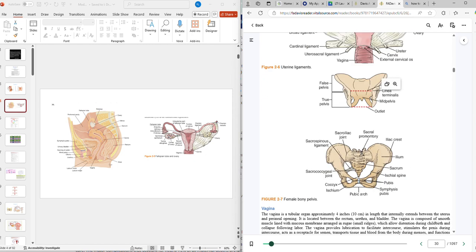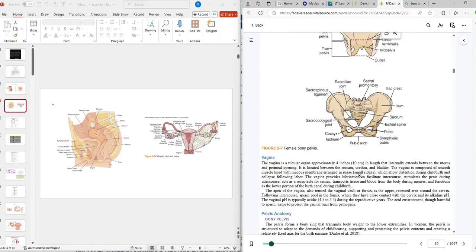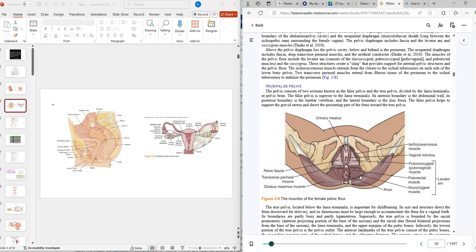This is our bony prominence pelvis of a female. This is on page 30 in your book. Again, a picture of the pelvic floor of the female. The different muscles, urinary meatus here. So you see our clitoris, urinary meatus, vaginal vault, and our anus.